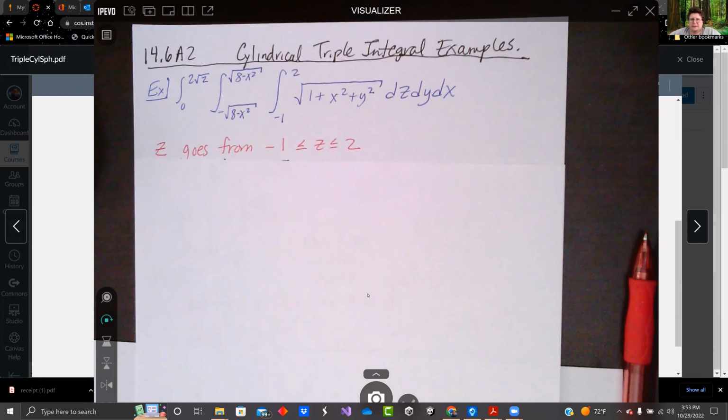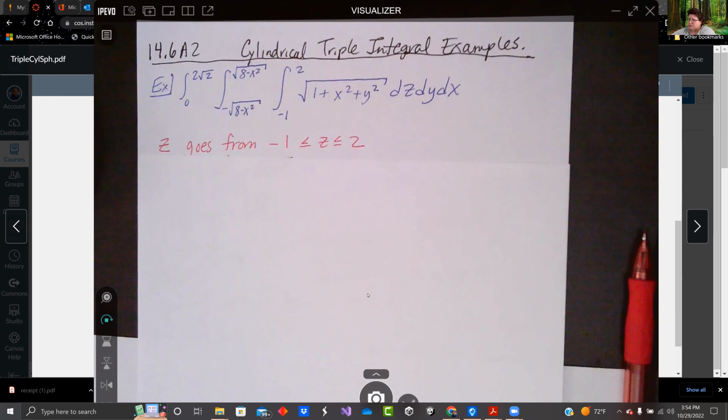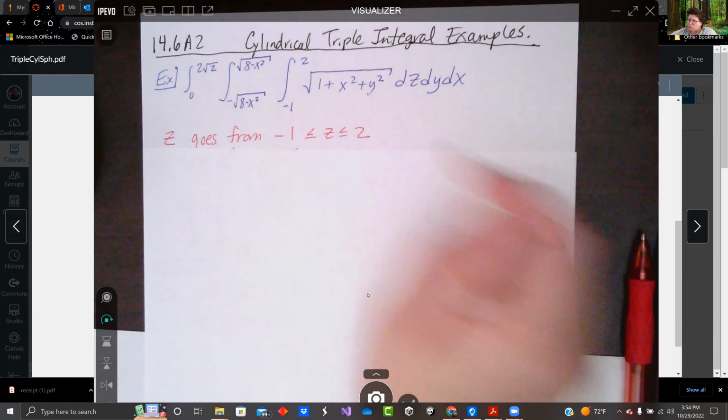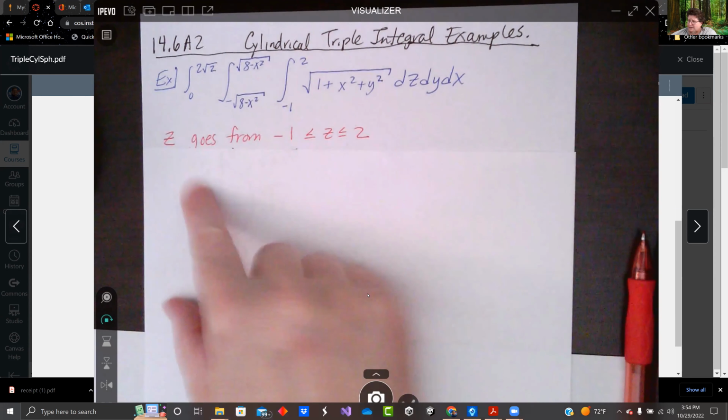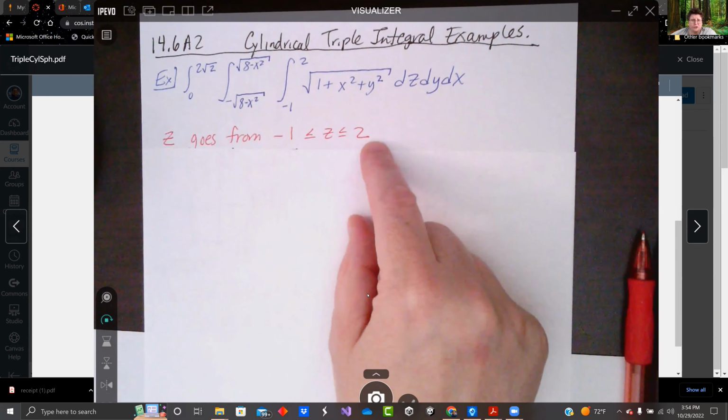We're looking at cylindrical triple integrals. We got an example for you. This is Calc 3. Let's just jump right into it. We got this integral. Our function is the square root of 1 plus x squared plus y squared. Our inner integral looks like it's dz from -1 to 2. So z is going from -1 to 2. It's not a function of x or y.